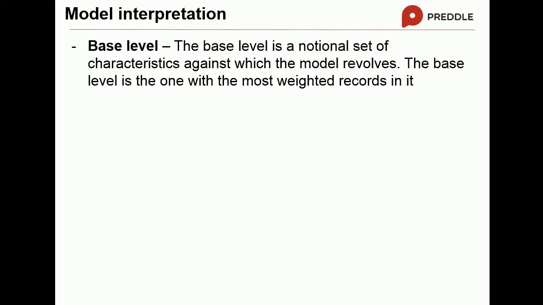The important points that we touched on in earlier videos were that the concept of a base level is important. The base level is a notional set of characteristics against which the model revolves. For each predictor, Preddle chooses the level with the highest sample size as the base level. The overarching base case can be thought of as a hypothetical record or case having the base level for all the predictors. For example, a female with 1 to 3 years of college and that is aged 30 years old, if each of these individual levels are base levels for various predictors.